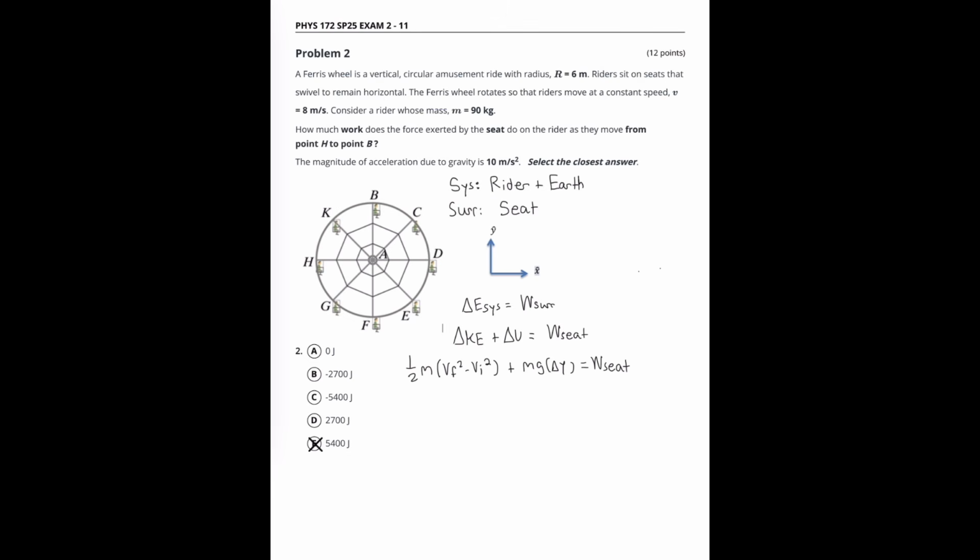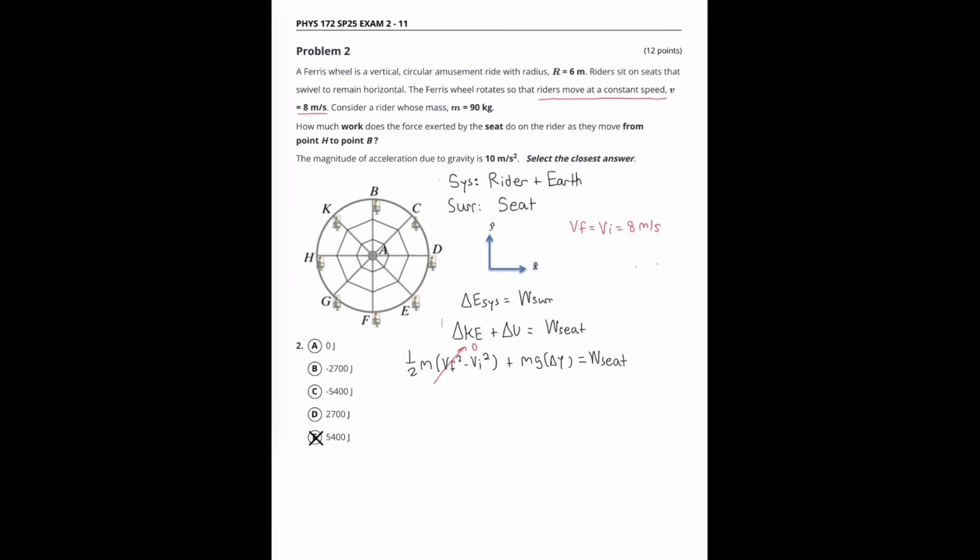We know that the rider moves at a constant speed of v equal to 8 meters per second, which indicates that vf, the final velocity, is also equal to 8 meters per second. So from that, this will end up canceling out to 0. Now we define our delta y value.